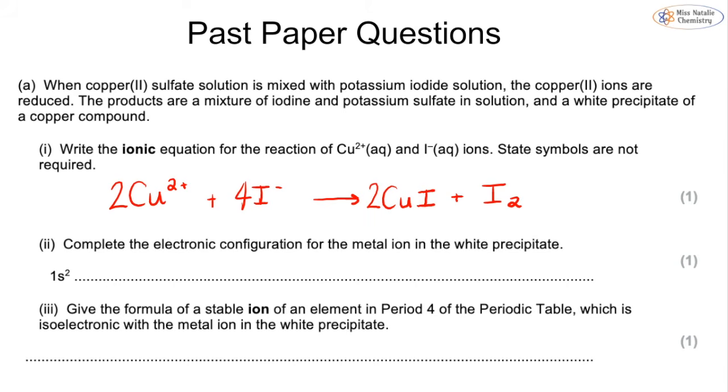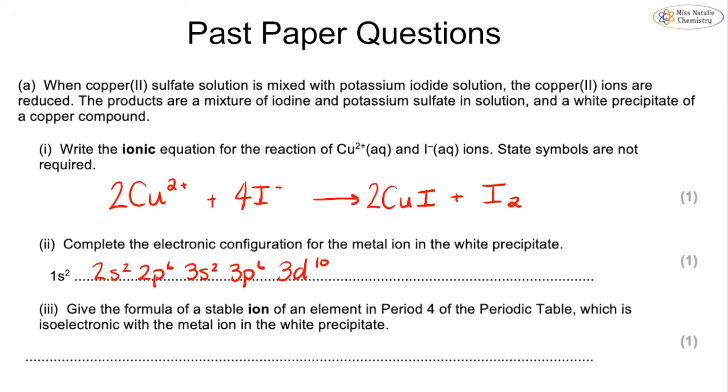And now we want to complete the electronic configuration for this metal ion in the white precipitate. So we are looking at the white precipitate being the copper, and we want to look at the electronic configuration. So we've got the 1s2 is already given. It's then, of course, 2s2, 2p6, 3s2, 3p6, and this is where we change. If you remember, for any ion, we are going to lose the electrons from the 4s, so we will have no electrons in the 4s, and in the 3d, we will have 10 electrons.